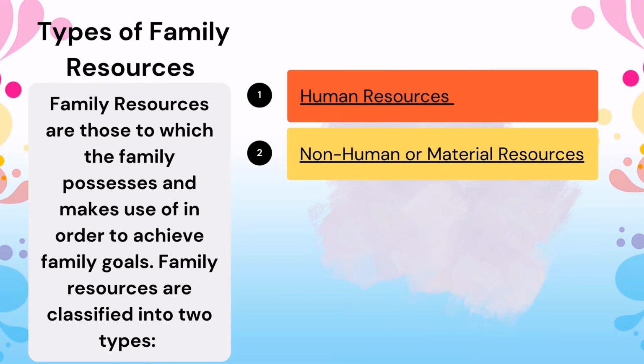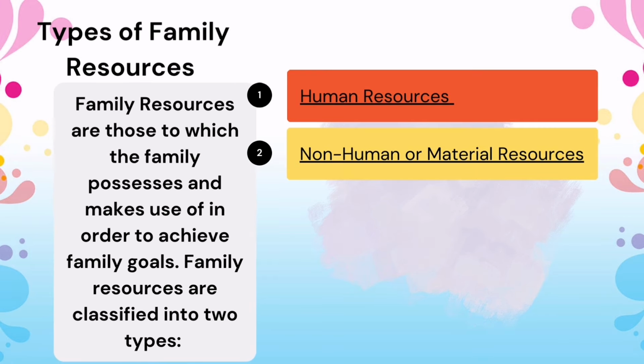Types of family resources. Family resources are those which the family possesses and makes use of in order to achieve family goals. Family resources are classified into two types. 1. Human resources and 2. Non-human or material resources.